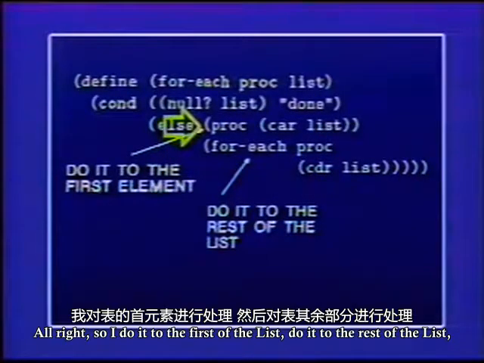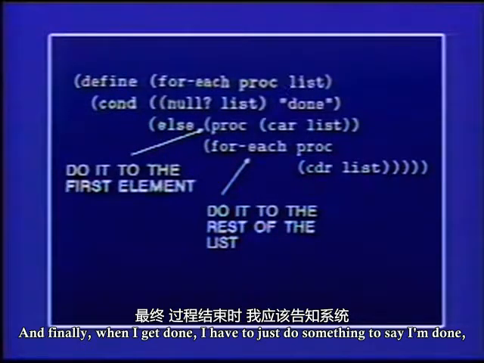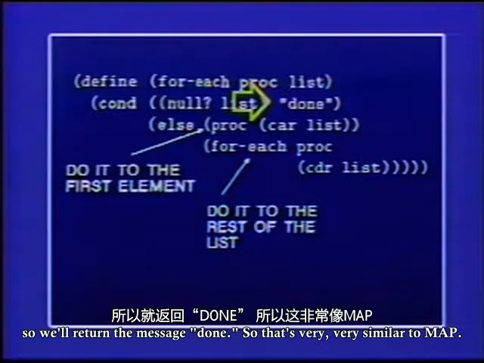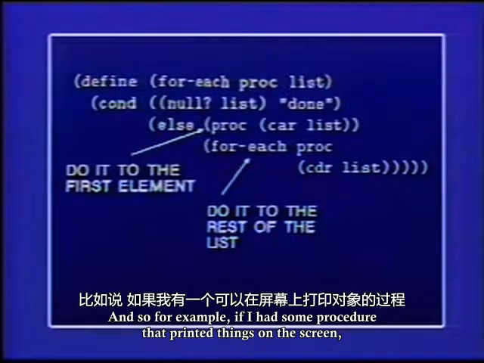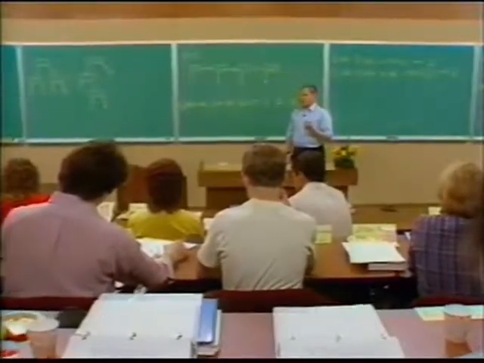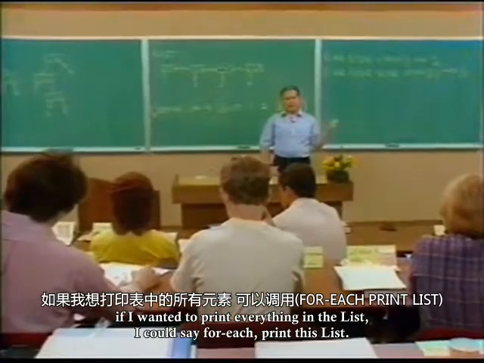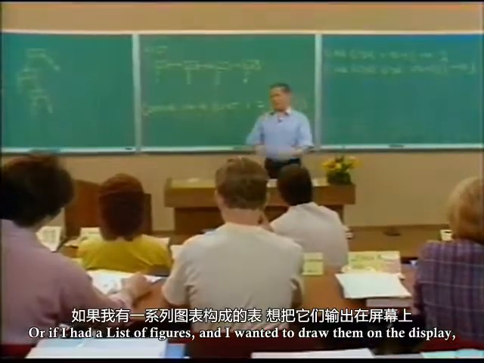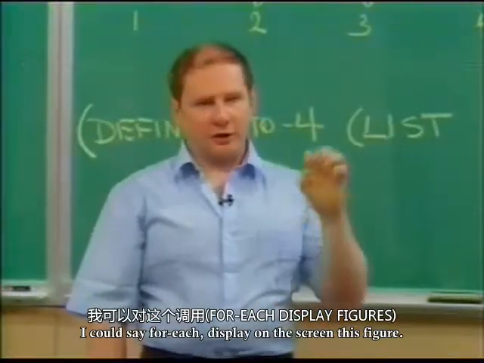So I do it to the first of the list, do it to the rest of the list, and of course, when I call it recursively, that's going to do it to the rest of the list, and so on. And finally, when I get done, I have to just do something to say I'm done, so we'll return the message done. So that's very similar to map. It's mostly different in what it returns. For example, if I had some procedure that printed things on the screen, if I wanted to print everything in a list, I could say for each, print this list. Or if I had a list of figures and I wanted to draw them on the display, I could say for each, display on the screen this figure.